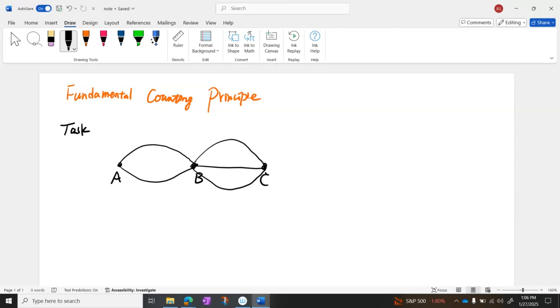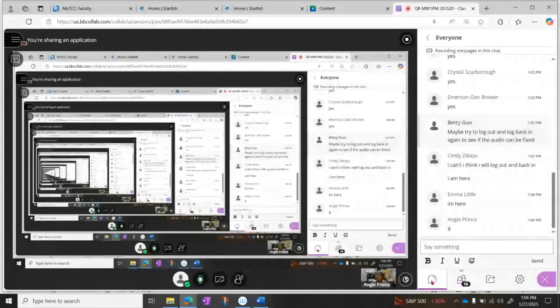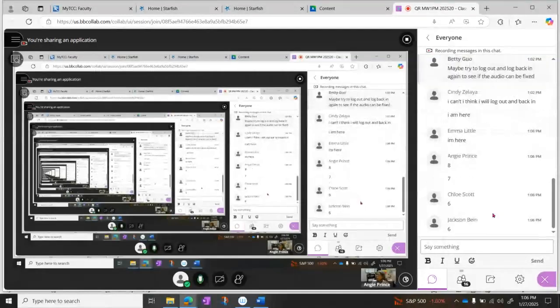From A to B, we have 2 different routes. From B to C, we have 3 different routes. Then how many different routes can we go from A to C, passing through B? Let's see your answer. Oh yeah, Chloe Jackson. Awesome, thank you.